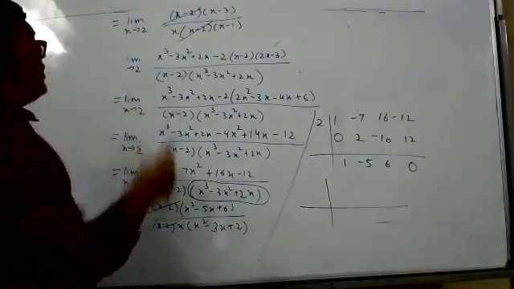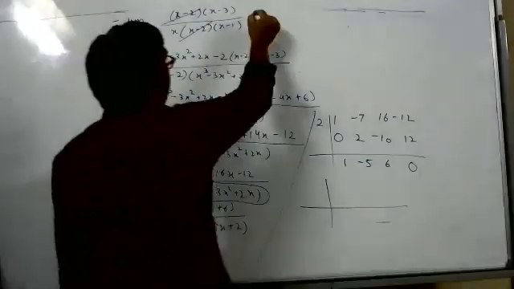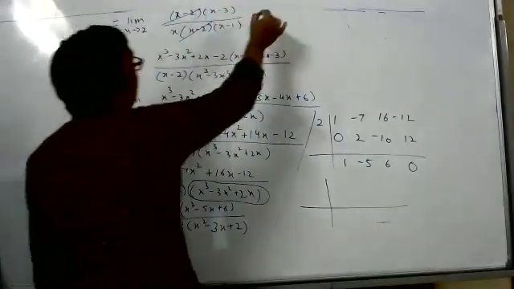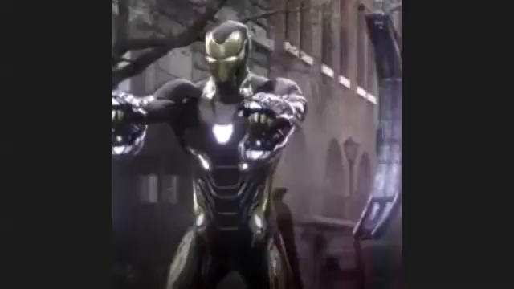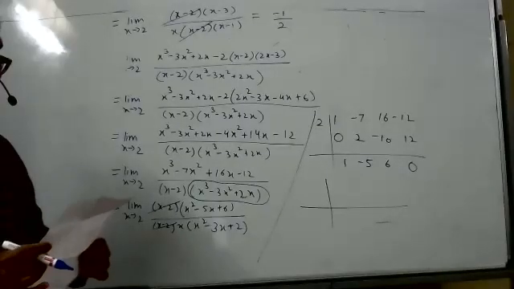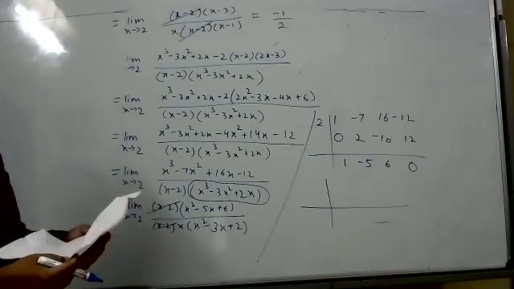Now in the place of x put 2. What answer will you get? In the place of x put 2. So you will get minus 1 by 2. This is the answer. So it is a little lengthy sum, but not a difficult sum.